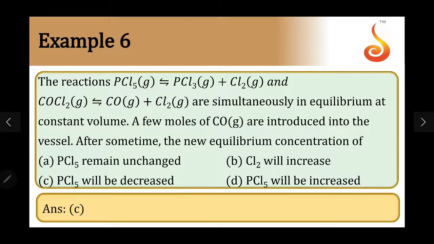So you can see PCl5 remain unchanged is wrong. Cl2 will increase is wrong. PCl5 will be decreased is correct. PCl5 increased is going to be wrong. So option has to be C. C is the correct answer. So we'll go to the next question.